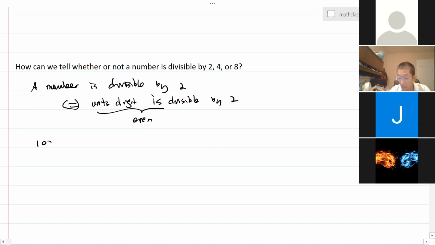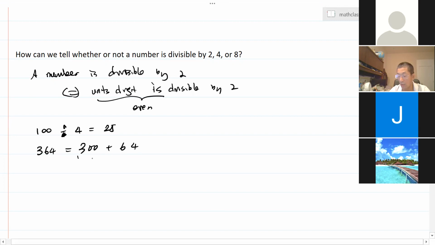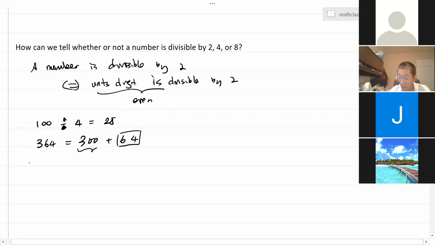100 divided by 4 is going to be 25. So 100 is divisible by 4. If that is the case, then any number can be decomposed. Let me explain to you. Like 364, right? It's going to be 300 plus 64. Okay, so 300 is divisible by 4 always, because 100 is divisible by 4. So in order to check whether 364 is divisible by 4, you just need to look at the last two digits, right?